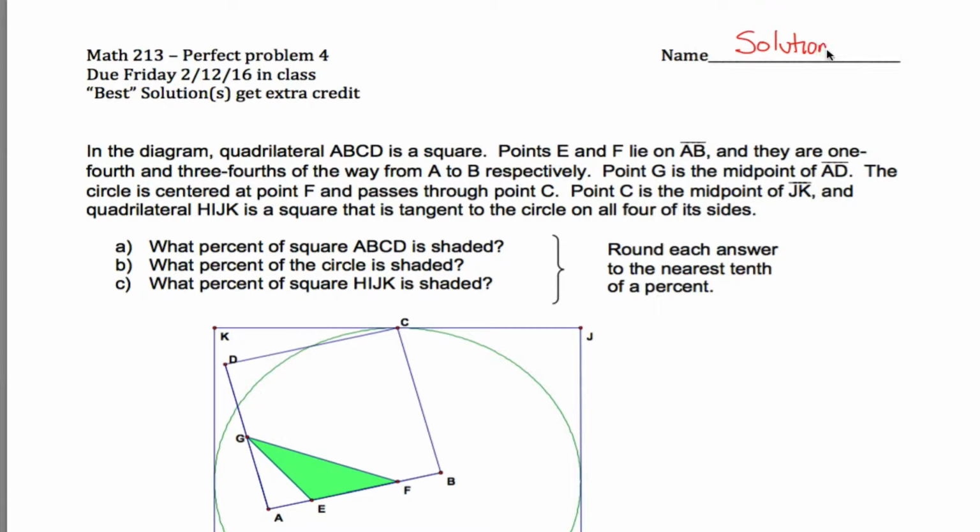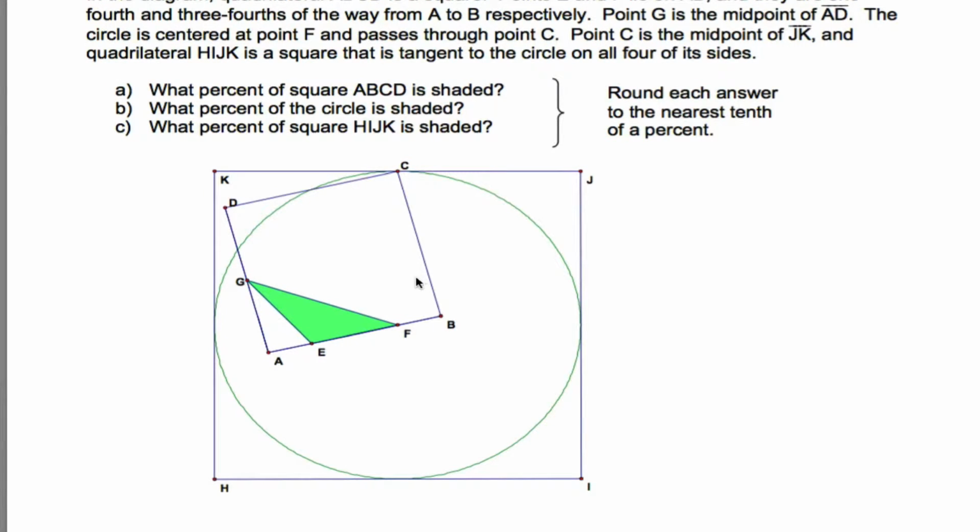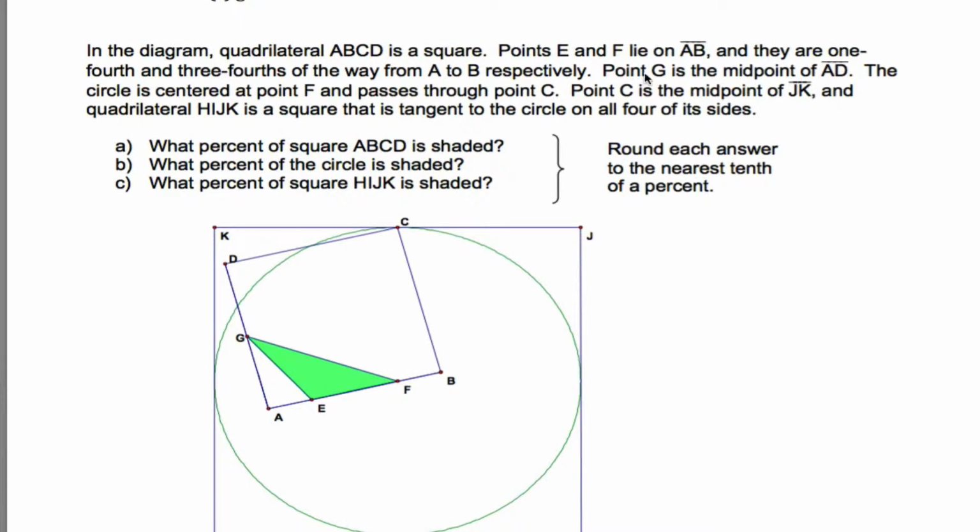All right, here are solutions for perfect problem 4 from Math 213. We're given this crazy picture here and asked a bunch of questions about how much of stuff is shaded, but we're not given any lengths in this picture. But if you go and read through here, it gives you enough information that you can figure it all out, so we'll just kind of take it from the top.